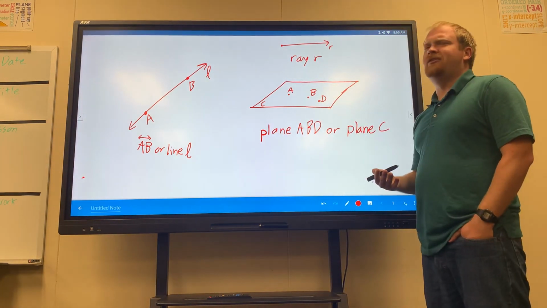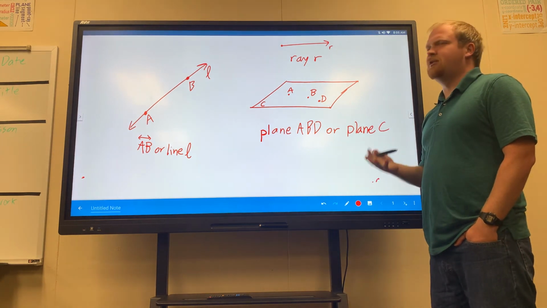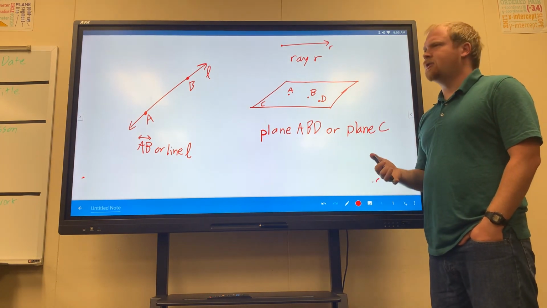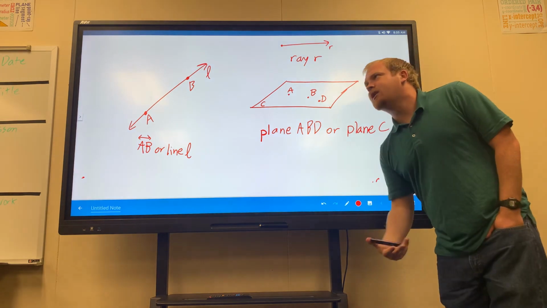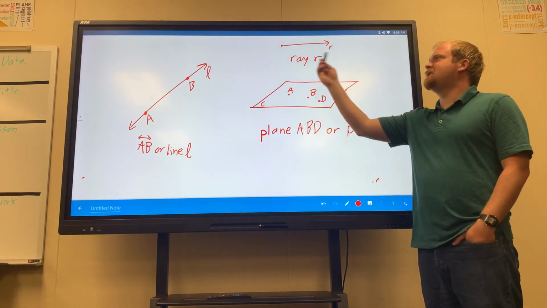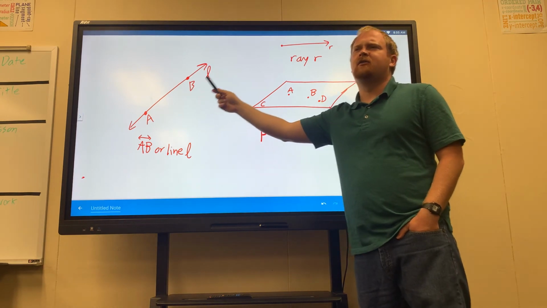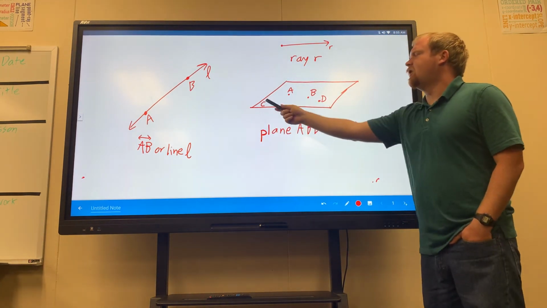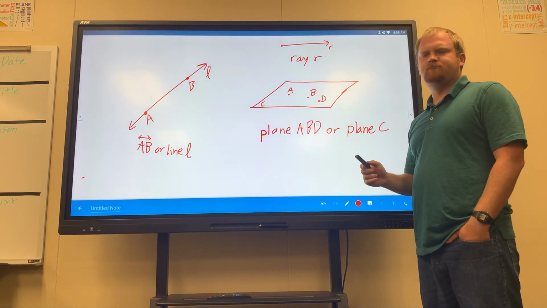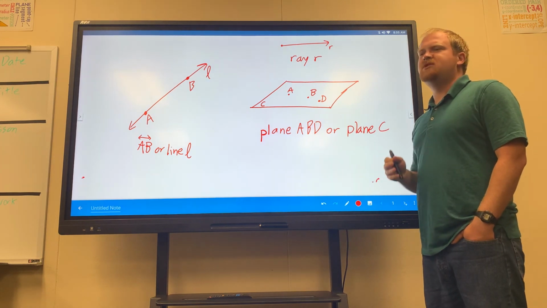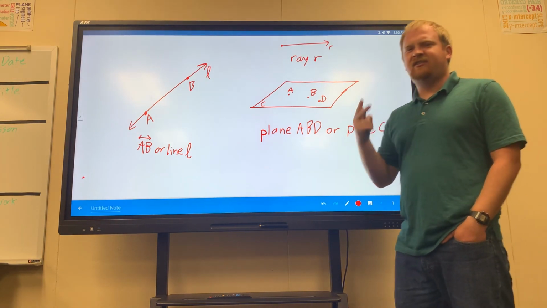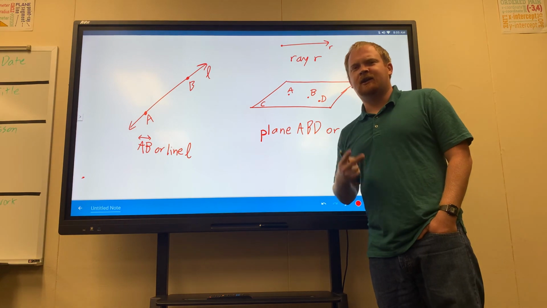You don't normally see it with segments just because typically those are your points, okay? So you definitely won't see it with segments, but you may see it with rays. It's more common to see it with lines, and with the plane, they'll just put a letter in a corner. So just be aware that there is a second way of identifying lines and planes.